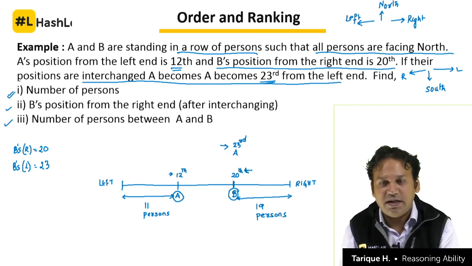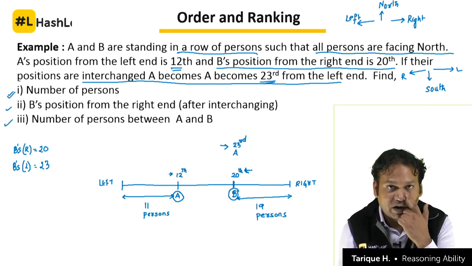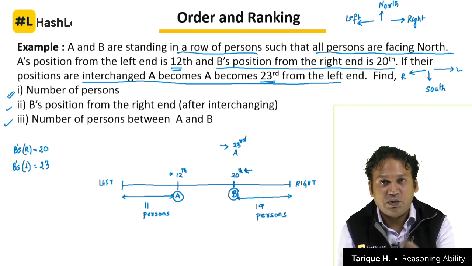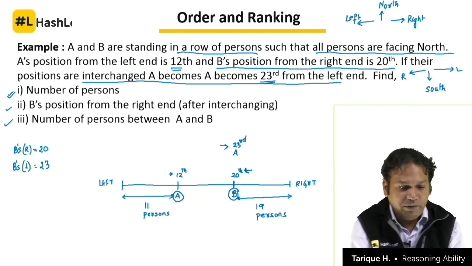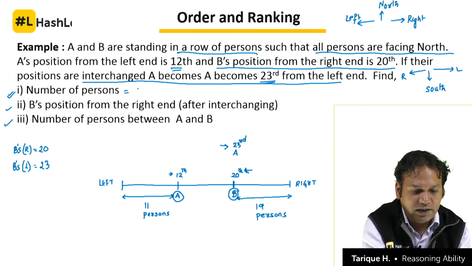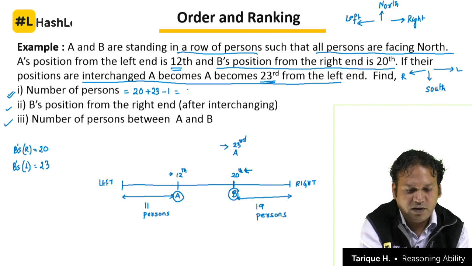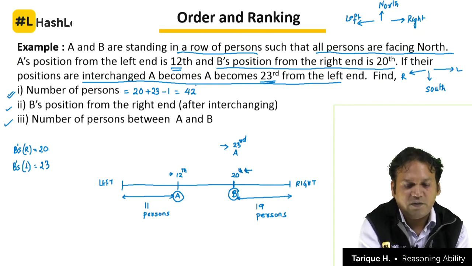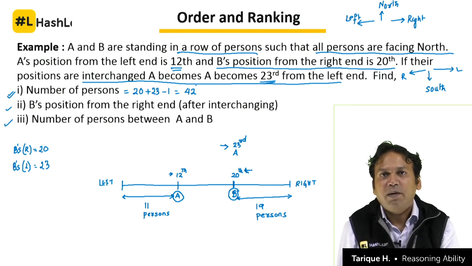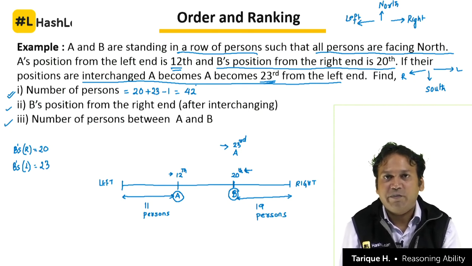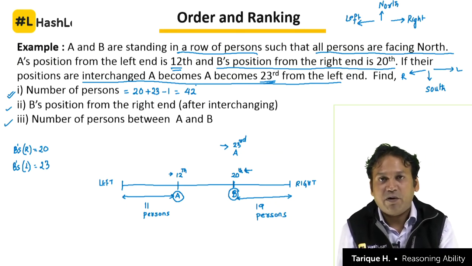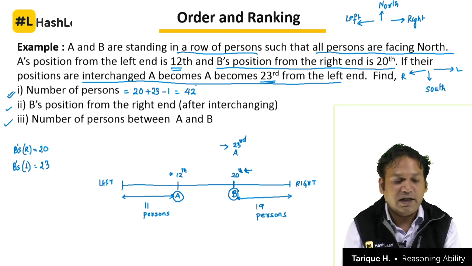Now we have discussed this earlier, number of persons. If the rank of one person from the top and bottom is known to us, or rank of a person from left and right are known to us, the number of persons will be equal to the sum of these ranks minus 1. So 20 plus 23, 43 minus 1, that is 42. Rank from top plus rank from bottom is equal to number of persons plus 1. So number of persons will be equal to rank from top plus rank from bottom minus 1. So that is how we can directly get the answer here.